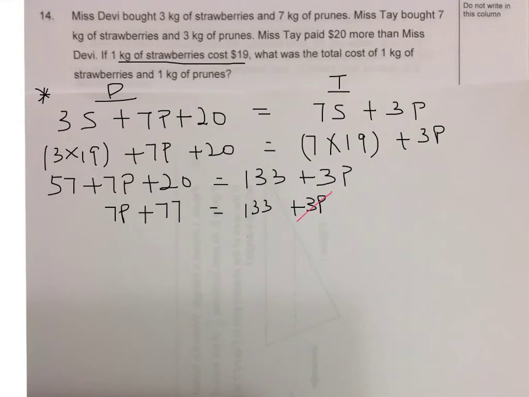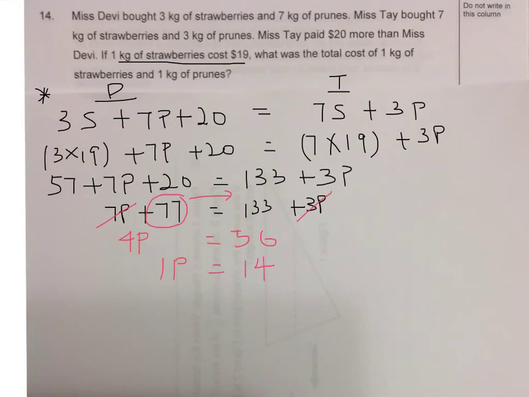I take away 3p, minus away 7p, I have 4p. Positive 77, I bring over, becomes minus 77. That will be 133 minus 77, you get 56. So 1 kg of prunes, you find out is actually $14.